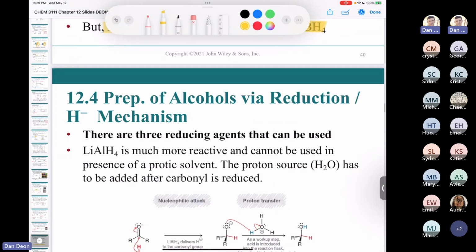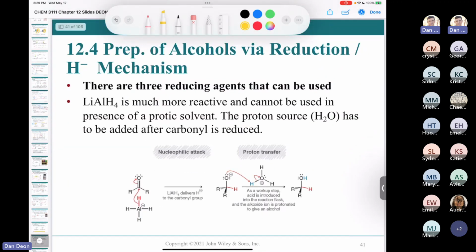On top of that, like I mentioned before, you do need to know the mechanism. Usually when there's a mechanism you need to know, I put a little red star by it. In step 1, the aluminum hydride ion delivers the hydride as a nucleophile, and you form your alkoxide. In the second step, you treat it with water, and that does the protonation, and you end up with the alcohol.